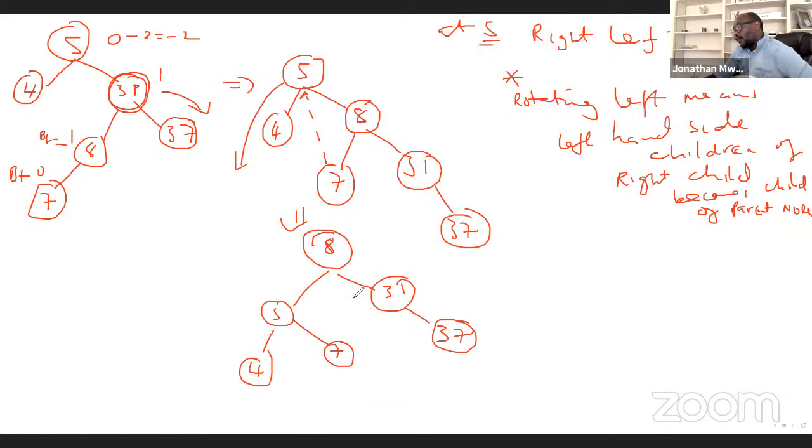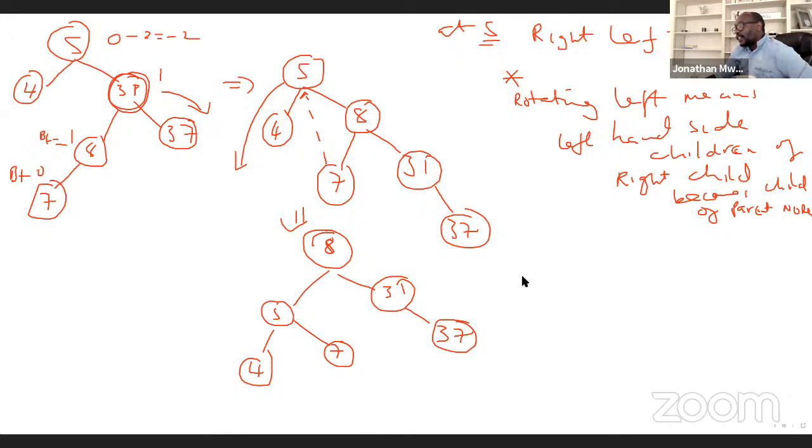So again, if you look at the tree, it's a BST tree. At 8, all the nodes on the left-hand side are smaller than 8. And on the right, all the children are greater than 8. So that's how you see that coming through. Are there questions for me?